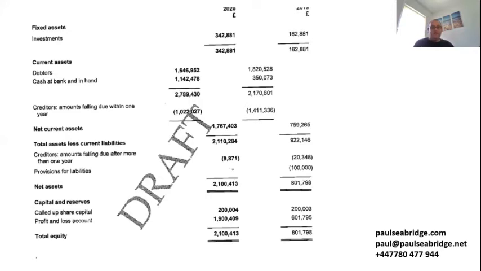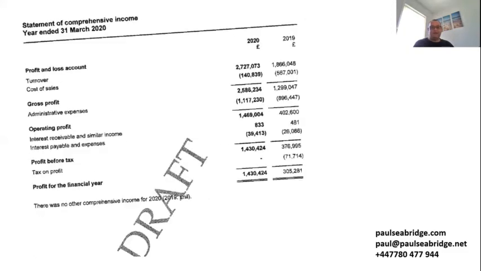So you can see here that the net asset position of 2.1 is represented by the share capital of the company of 200 grand and the profit and loss account, which stands at 1.9. And you can see that those two things add up to the total equity of 2.1 million, which is the same as the net assets.